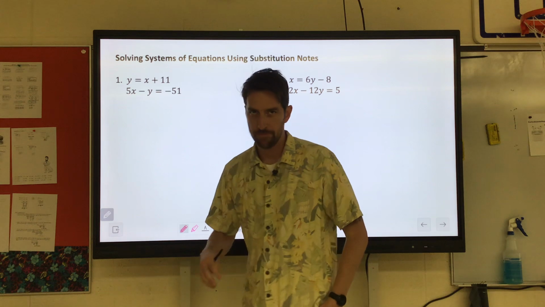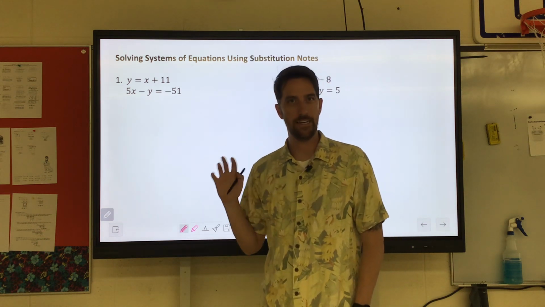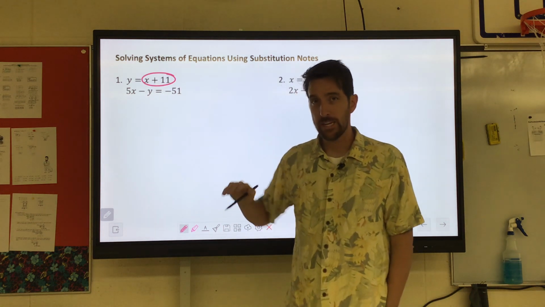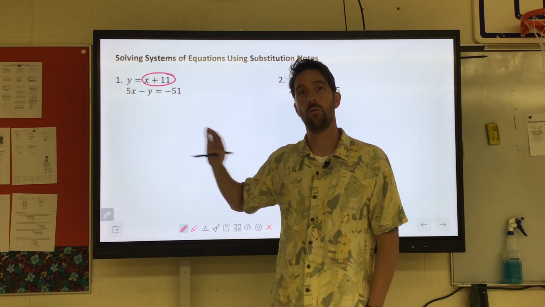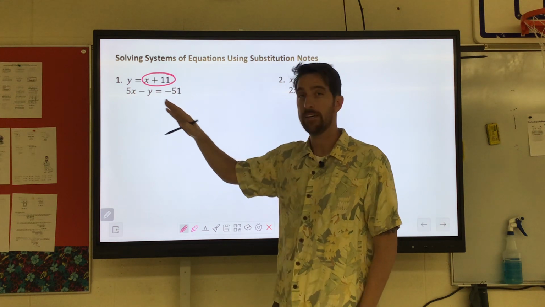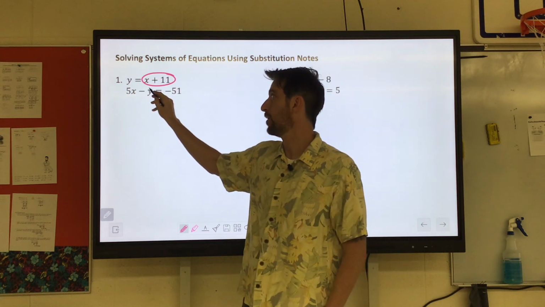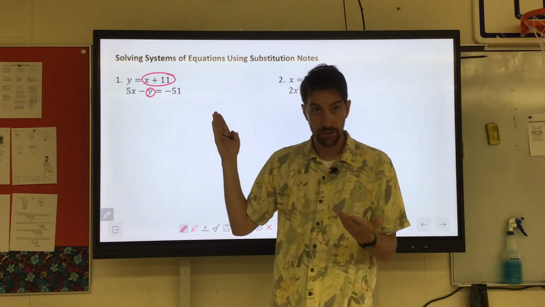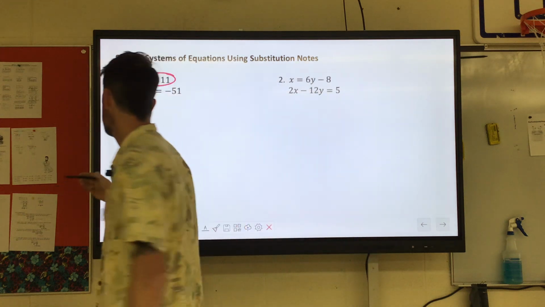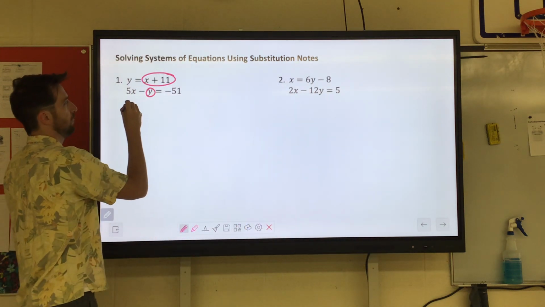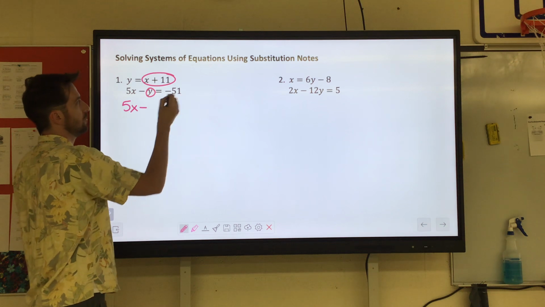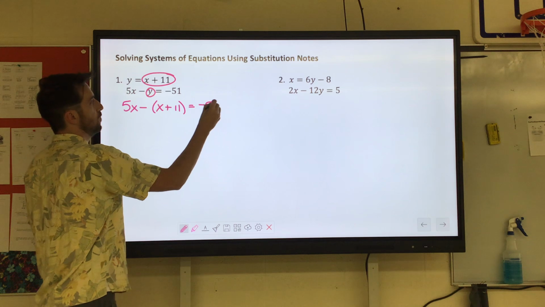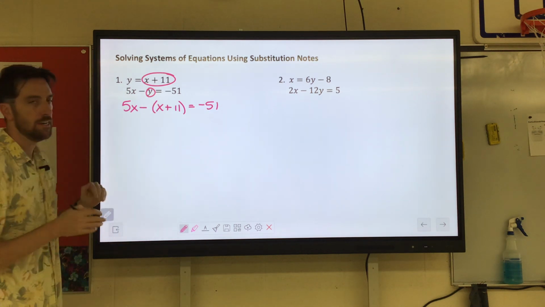If you look at number 1, the first equation already has y equals. That's great. This is what y equals. So in the other equation, anytime I see a y, I can substitute in x plus 11. Here's the only spot in the other equation where I see a y. So that's where I'm going to put the x plus 11, and I'm going to put it in parentheses. That's a good idea when you do substitution. So that would be 5x minus this stuff, the x plus 11, equals negative 51. Again, all I did was replace the y in the second equation.